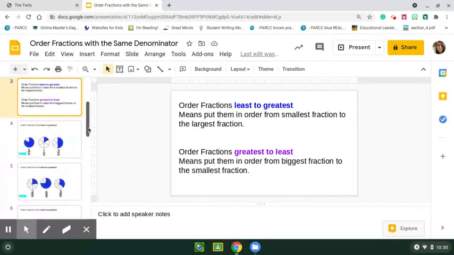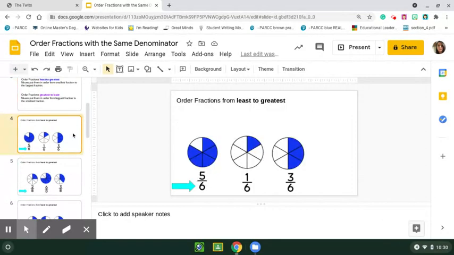So let's look at these fractions. Now, order the fractions from least to greatest. When you're ordering fractions, you are comparing them. In other videos, you've watched how to compare fractions, and I've told you always look at the denominators, because if they are the same, that makes your job a lot easier. And here they are the same. And the lesson today is ordering fractions with like denominators.